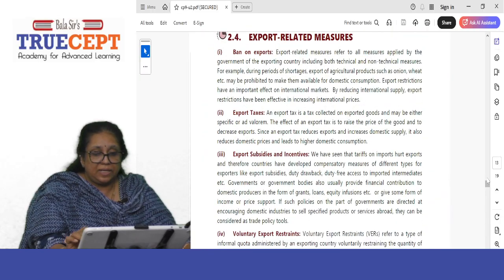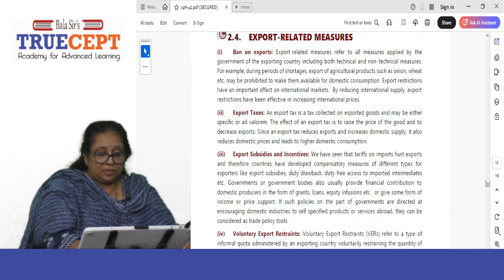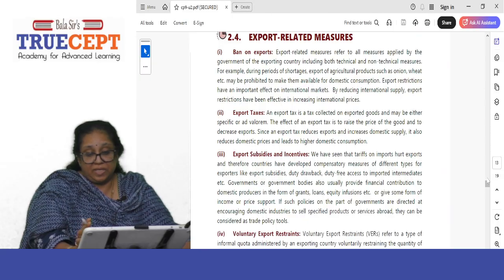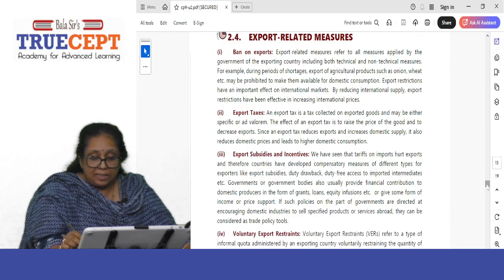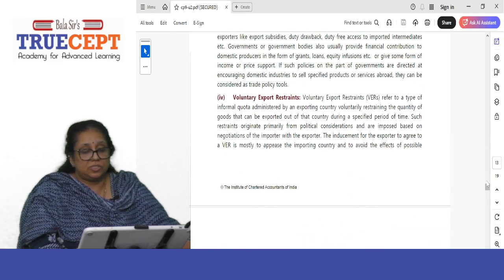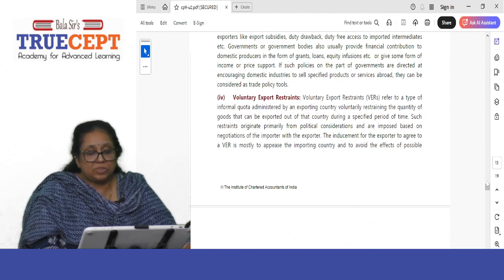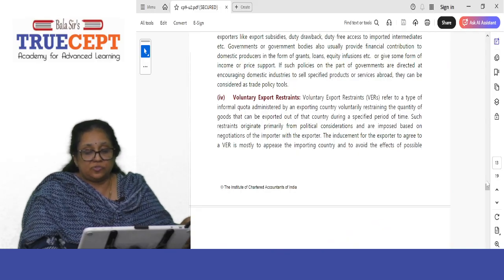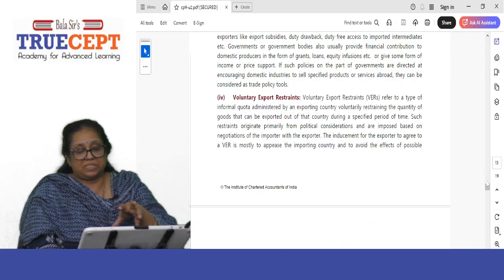Then export related measures. In this, the voluntary export restraints, that is VER. They might ask you what VER is, and the full form is voluntary export restraints. Please concentrate on this particular topic. It refers to a type of informal quota administered by an exporting country, voluntarily restraining the quantity of a particular good that can be exported out of that country during a specified time period.